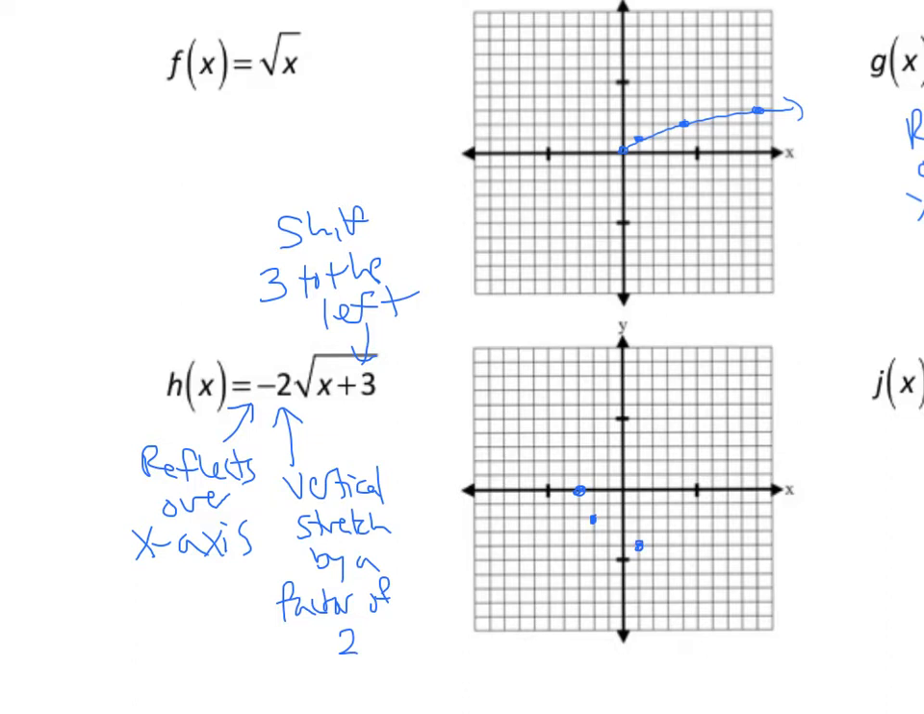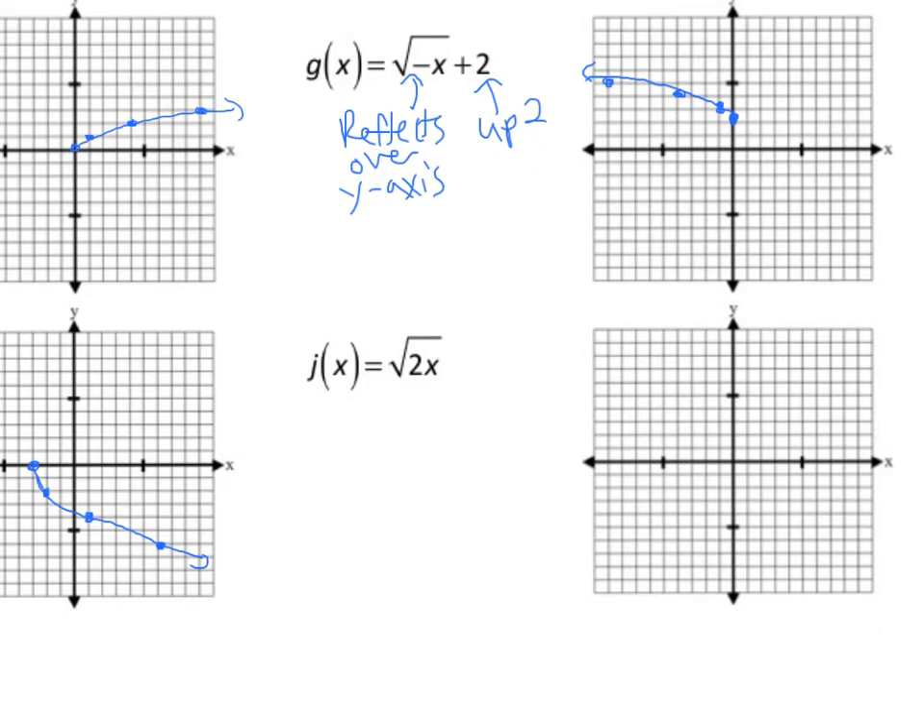My next point would have been over 9 up 3, but I double that y value, and it's going to be over 9 up 6, but again, because of the reflection, it's going to go down 6. So I go over 9 and down 6. So it got twice as tall. It's upside down. It reflected over the x-axis. It reflected vertically, and it shifted 3 units to the left.